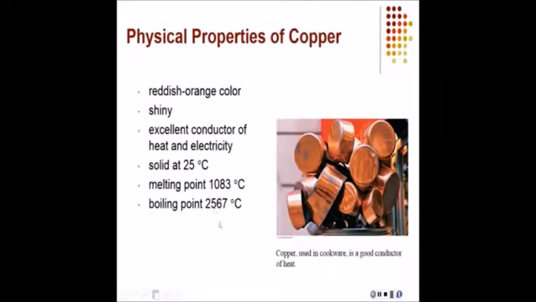Here's an example using copper. You might have some copper pots at home. Now, color. Copper was recognized by its color, that reddish-orange color. Now, it's shiny. It might get dulled if it's heated too much. It'll actually blacken a bit, but you can just take a piece of steel wool and shine it back up. Copper is a good conductor of heat and electricity. That's why we use it in wires. It's a solid at room temperature. Well, look at its melting point and its boiling point. Pretty high temperature to melt it. Forget about boiling it.